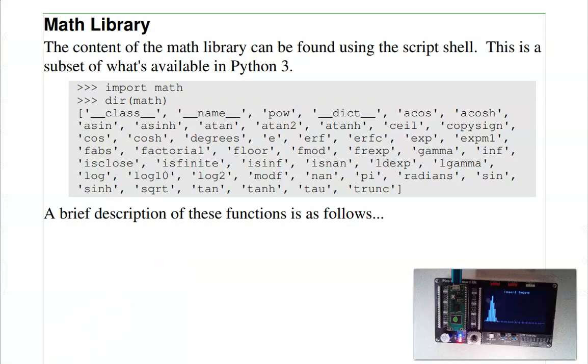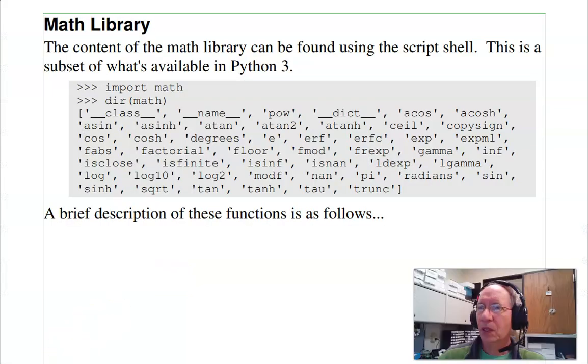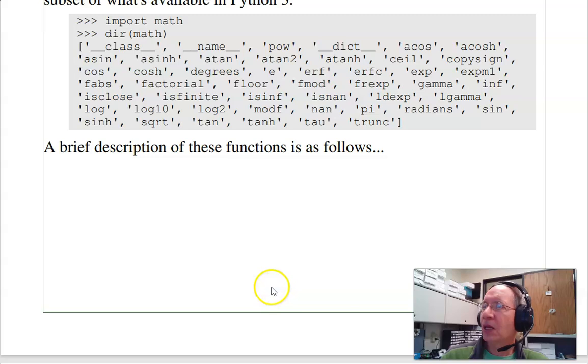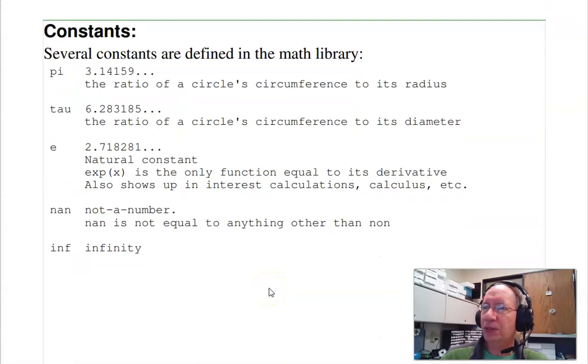So let's start out in the math library. To see what the contents are in the math library, I can do import math, then dir(math), and it shows you all the different functions that are in the math library. A brief description of these follows.